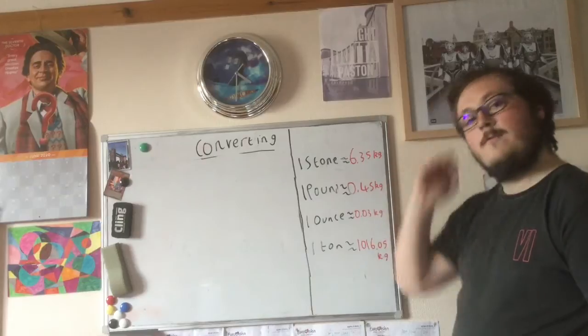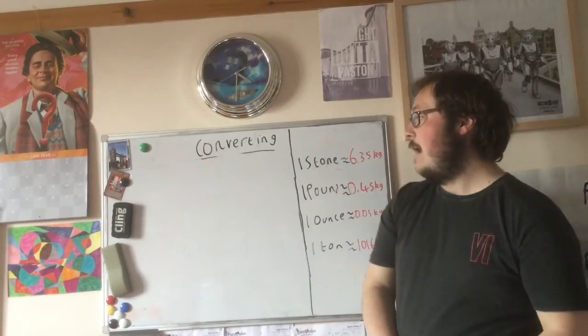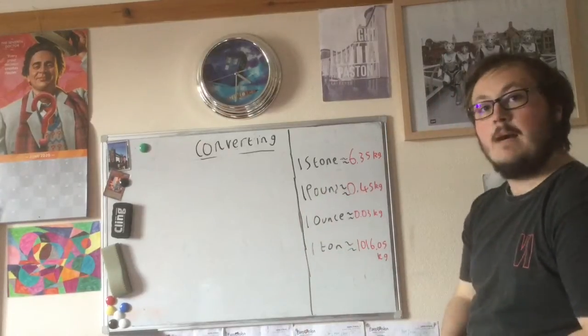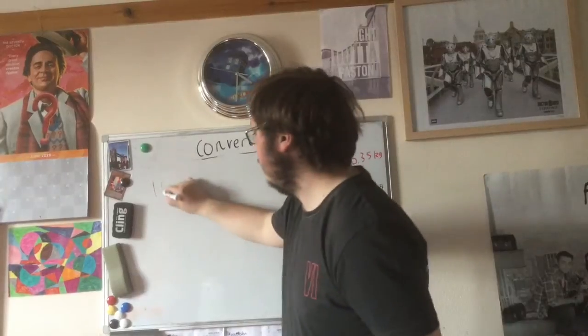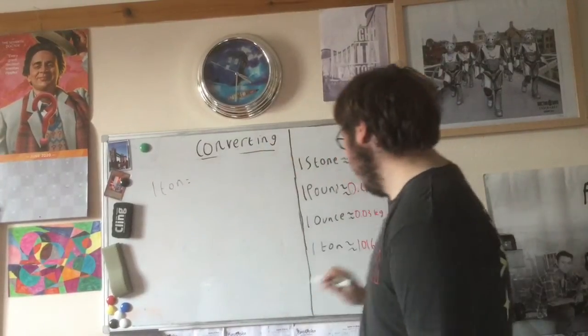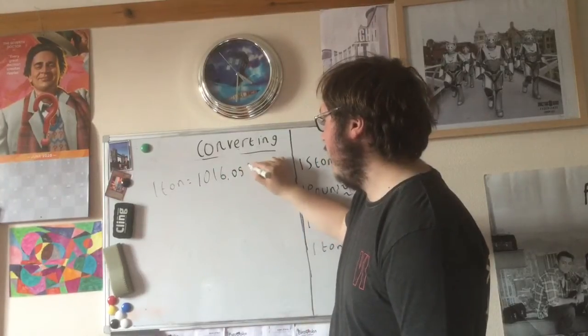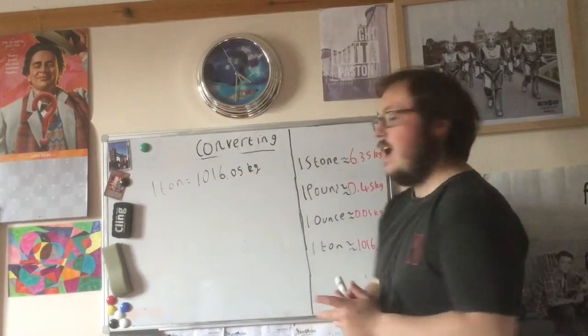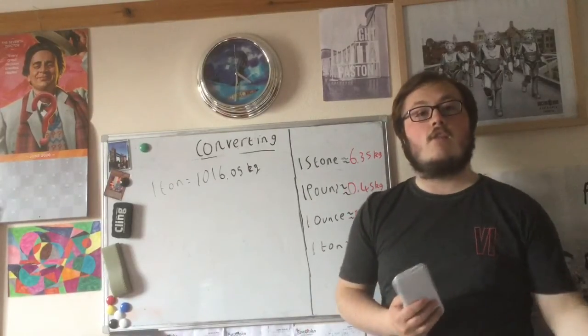Now let's do some conversions. Here's one to start with. How many stones make up a ton? So we know that 1 ton is 1016.05 kilograms. And we know that 1 stone is 6.35 kilograms.